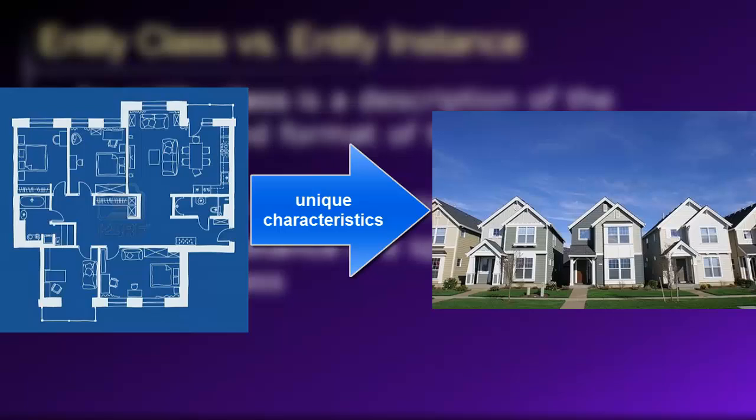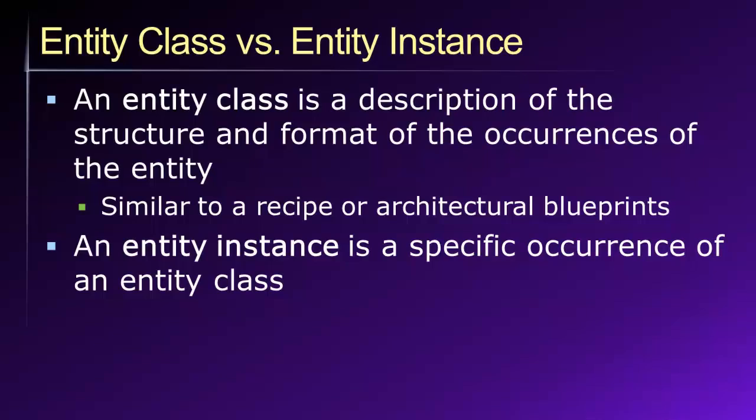In our analogy, the architectural blueprints are similar to an entity class, while the resulting individual real-world houses that are created as the result of following those blueprints would be instances of the entity class. So just remember that an entity instance is an occurrence of an entity class.